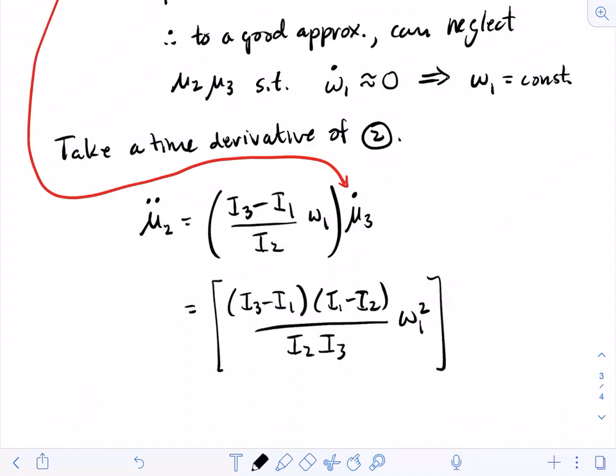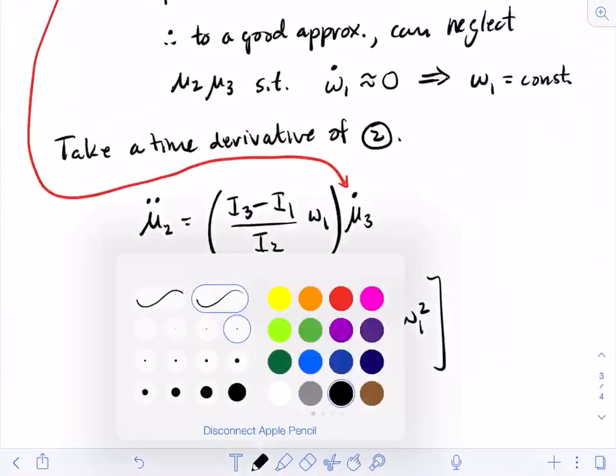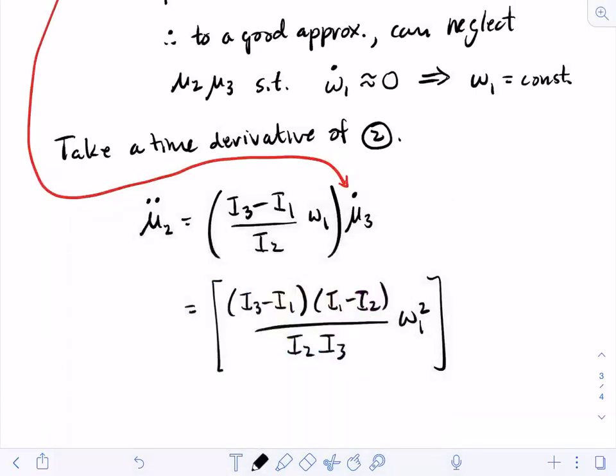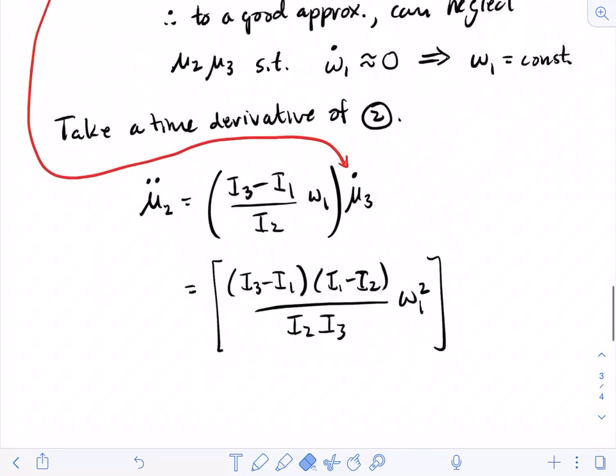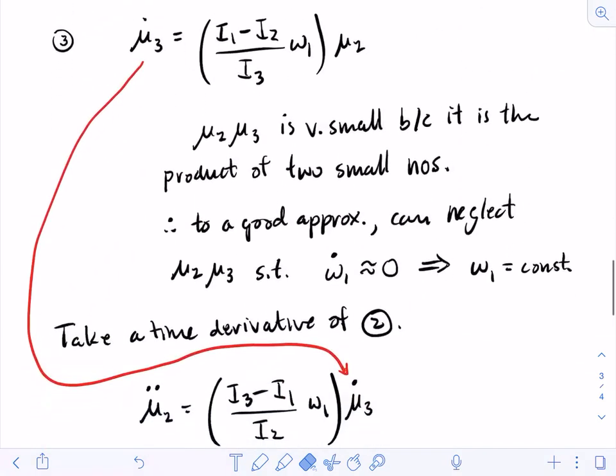And then the mu3 dot, sorry, it kind of froze on me here. I can't, okay, are we back? I can draw, but okay, sorry, we're back.